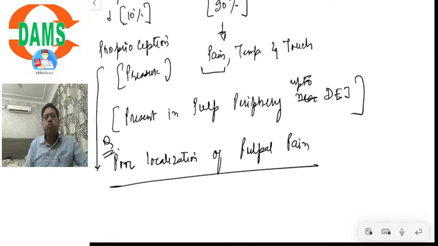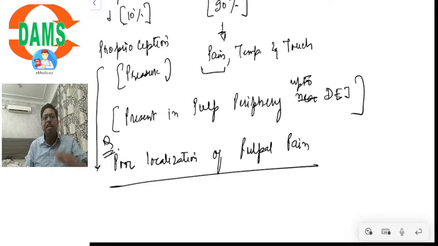The question is asking you why it is difficult for the pain of pulpitis to be localized. Pulpitis, not periodontitis. There is inflammation of the pulp, whether acute or chronic. At times, it is difficult to localize the pain to a particular tooth. The patient is not able to say that this particular tooth is causing the pain. Why? Because there are very few proprioceptors in the dental pulp.